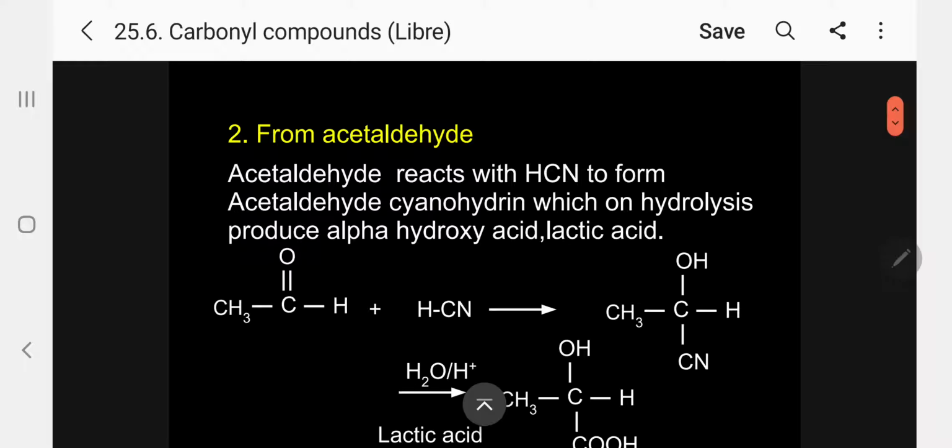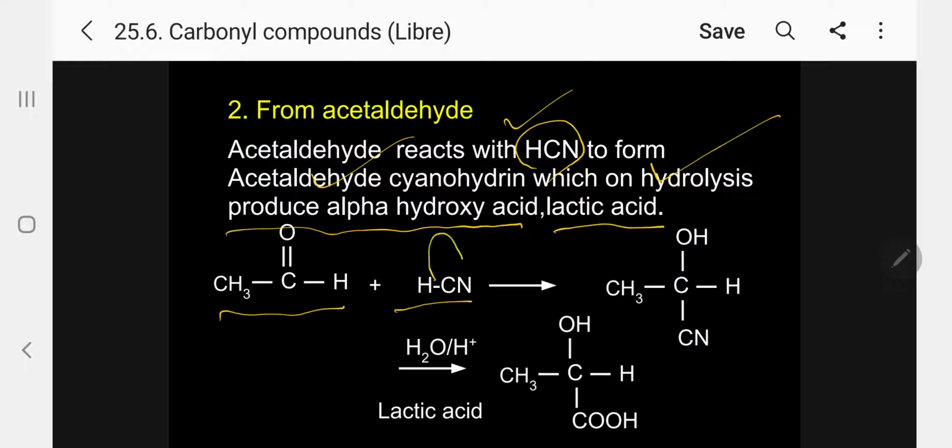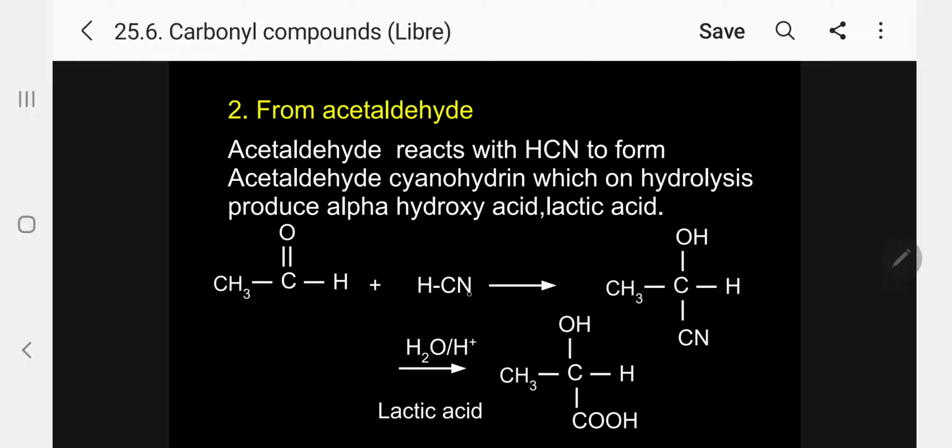The second method, from acetaldehyde I can prepare lactic acid. Kindly follow. So acetaldehyde reacts with HCN to form acetaldehyde cyanohydrin. Simple addition reaction followed by hydrolysis to produce alpha hydroxy acid, that is lactic acid. So this is acetaldehyde, undergoes addition reaction with CN minus, and this is the intermediate form, followed by hydrolysis. So this CN is converted into COOH. Please follow. So lactic acid is produced from acetaldehyde. Kindly follow. So hydroxy acid will be produced.